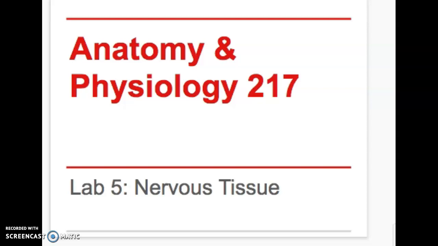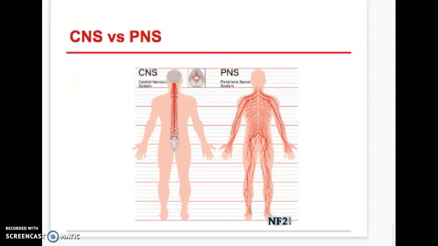Hi everyone, this slideshow goes with Lab 5, which is on nervous tissue. Most of you have started looking at Chapter 11, so you know that the nervous system is divided into the central nervous system and the peripheral nervous system. The central nervous system is the brain and the spinal cord, and the peripheral nervous system is the nerves that come out from the central nervous system.